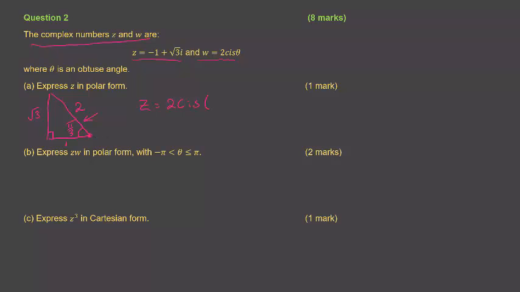Now, if that angle is pi by 3, remember the argument is actually measured from the positive real axis. So this would be the angle. It would be 2 pi by 3.